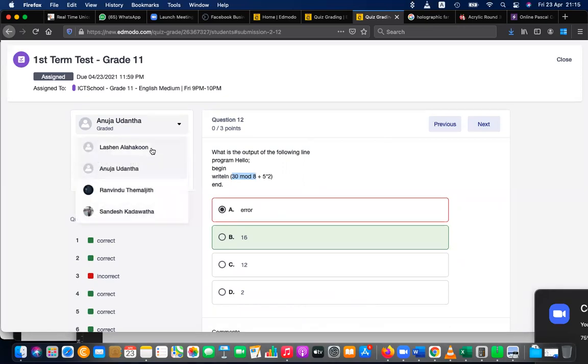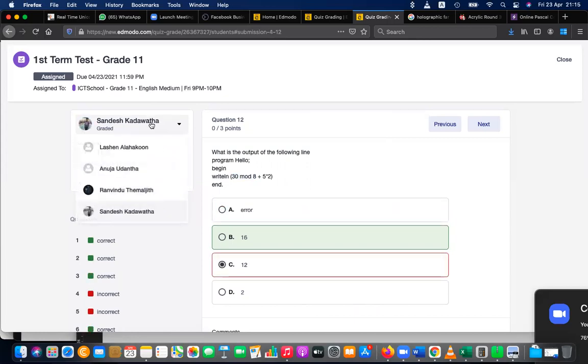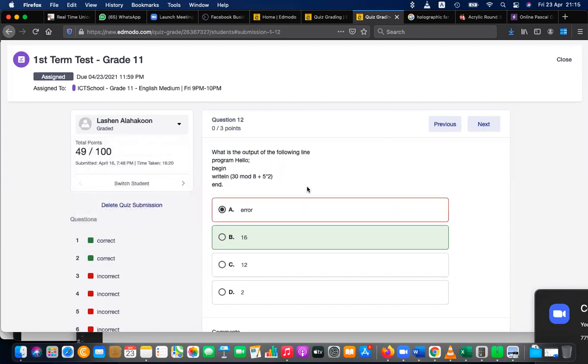Let's go to others. Lashin. Still not. So I don't know what has happened. If you understand that 30 mod 8 leaves 6, then 5 times 2 is 10, and 10 plus 6 is 16. Simple as that. I don't know whether you discussed and put wrong answers to disappoint me.